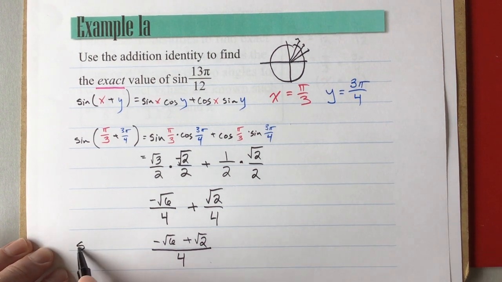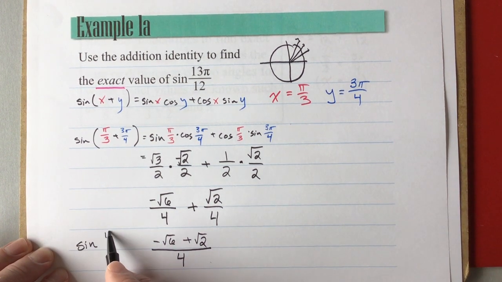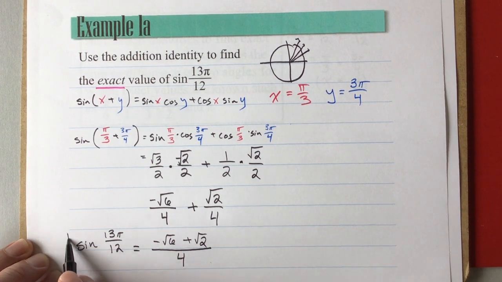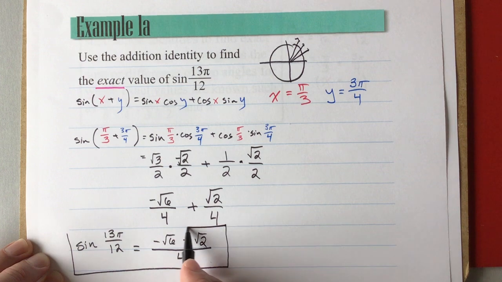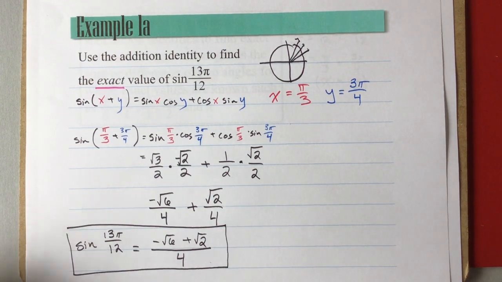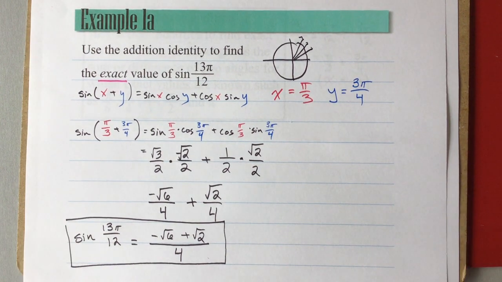And that number there represents the exact value for the sine of 13 pi over 12. That number there is not as clean looking as root 3 over 2, but it is an exact value.